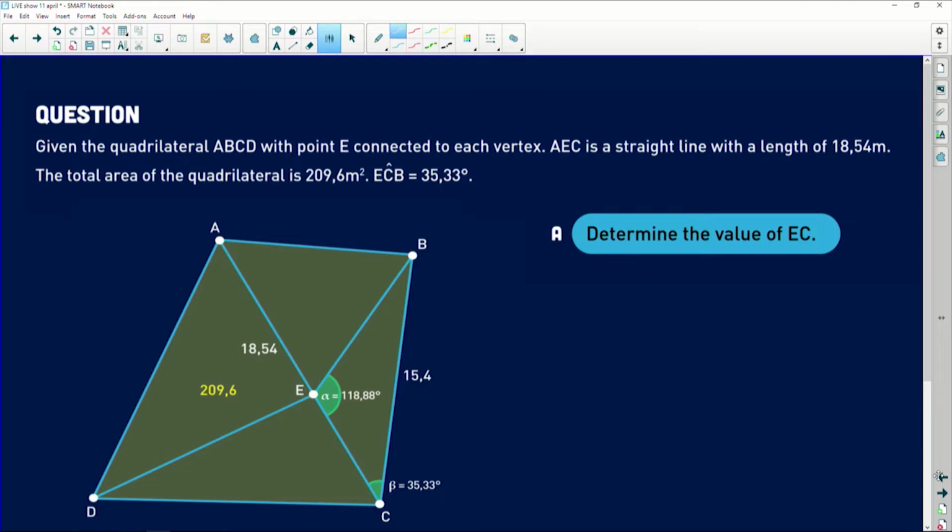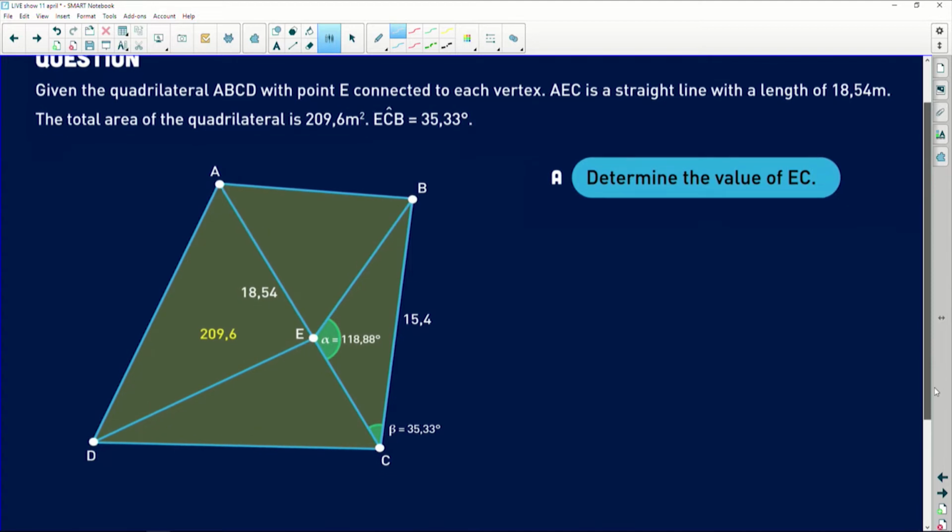This question says, given the quadrilateral ABCD with point E connected to each vertex, that just means that it's connected to each corner of the quad. AEC is a straight line with a length of 18,54 meters. The total area of the quadrilateral is 209,6 meters squared, and angle ECB is given to us as 35,33 degrees. First thing that we have to find out is the value of EC.